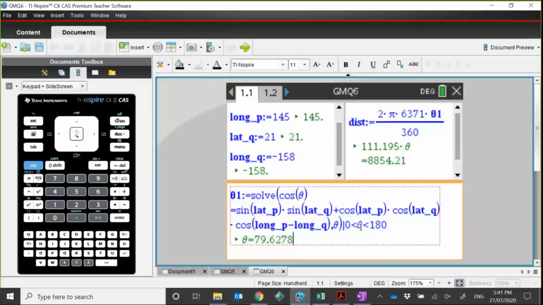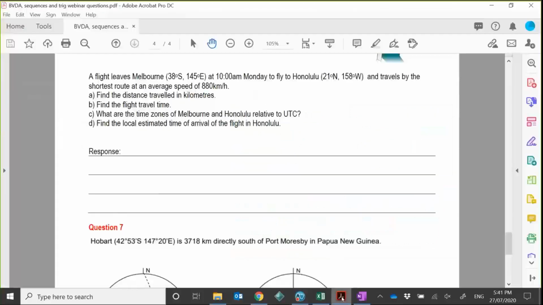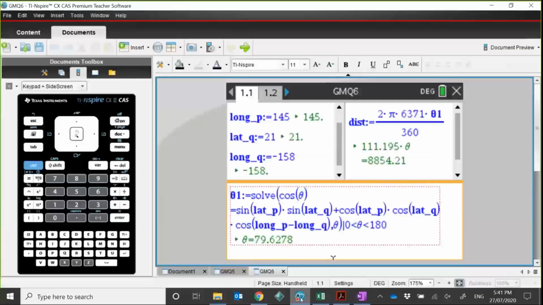That file is there for you to download and save to your calculator. Once again, you are allowed to use these in an exam. So, find the distance travelled. The distance was 8,854 kilometres.